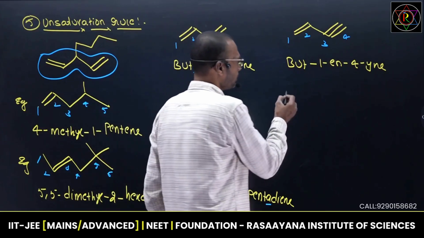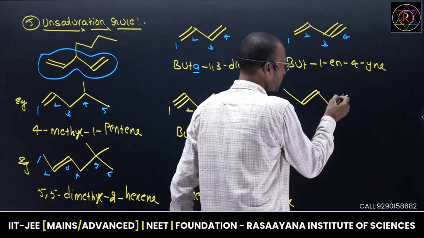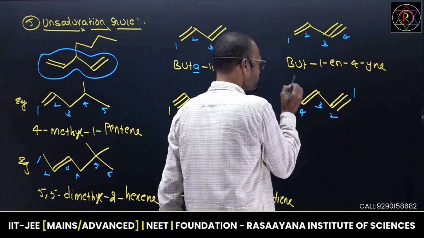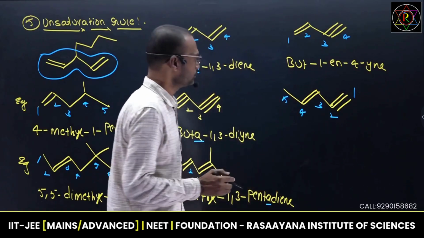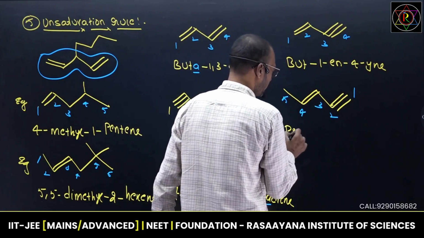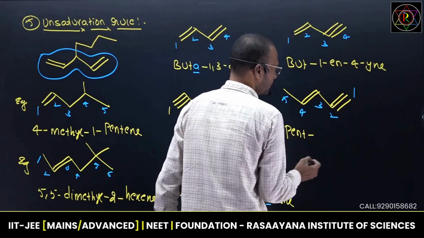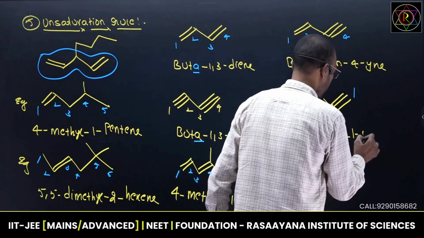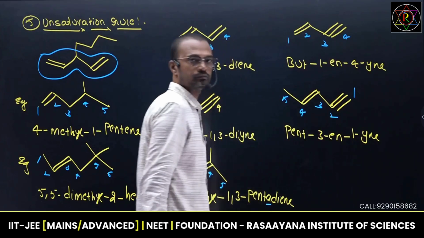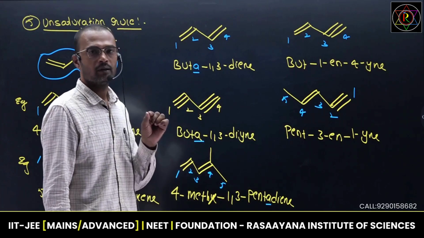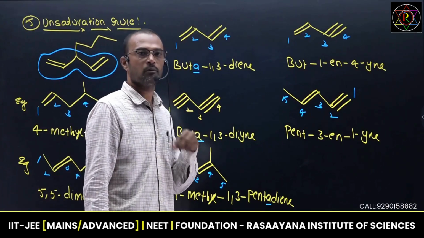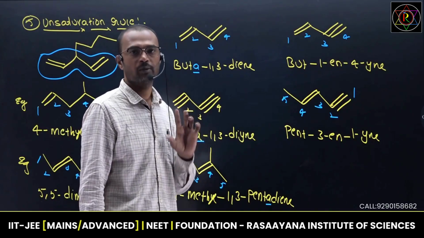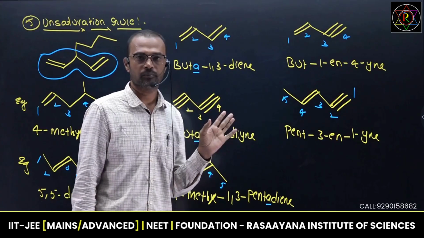Suppose the double bond is internal and the triple bond is terminal. We need to give numbering from the triple bond only: 1, 2, 3, 4, and this is 5. But the name ends with the triple bond. Now in this case I can write pent, followed by 3-ene, then 1-ine. Always remember, whichever is terminal, be it the double bond or the triple bond, from that direction we need to start numbering, and always the IUPAC name ends with the triple bond.